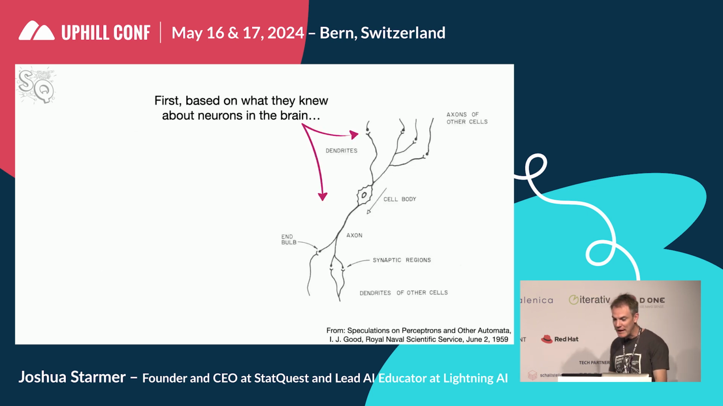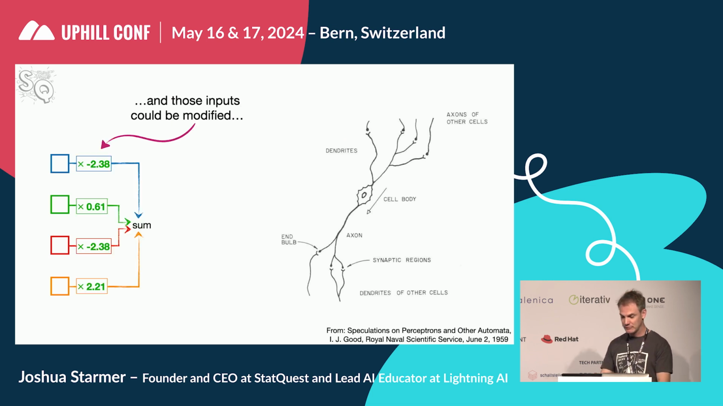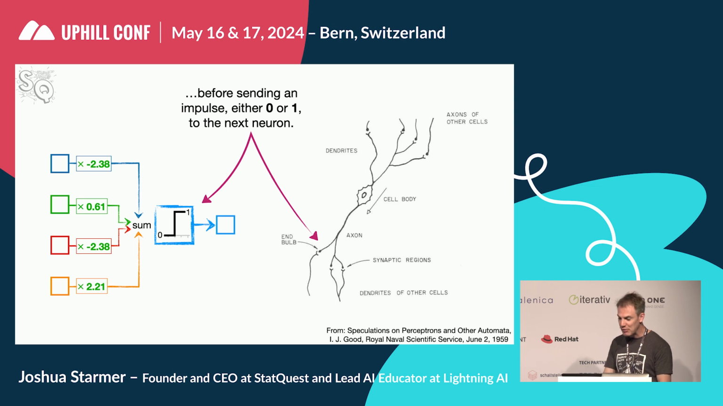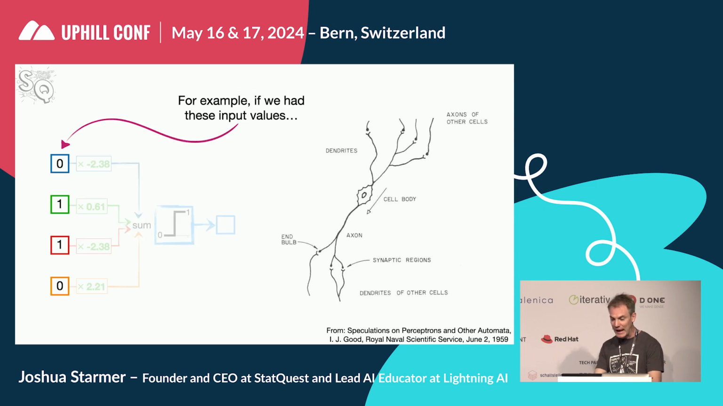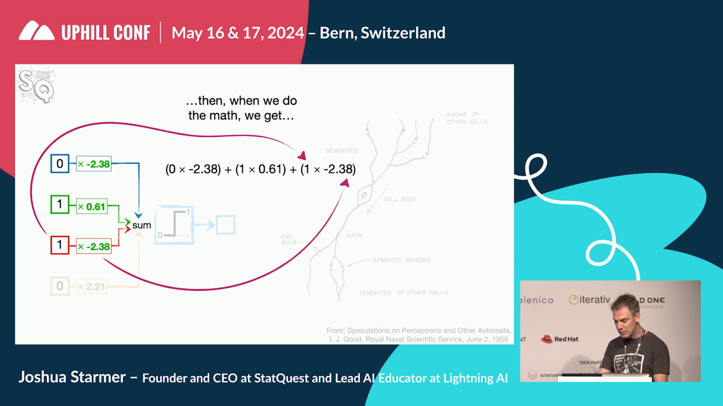So first, based on what they knew about neurons in the brain, they created a network that had inputs, just like a neuron, and these inputs could be modified and merged, just like in the body of a cell, before sending an impulse, either 0 or 1, to the next neuron. For example, if we had these input values, then when we do the math, we get beep, beep, beep.